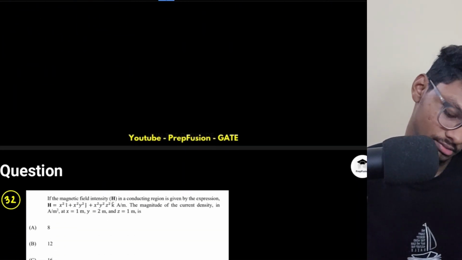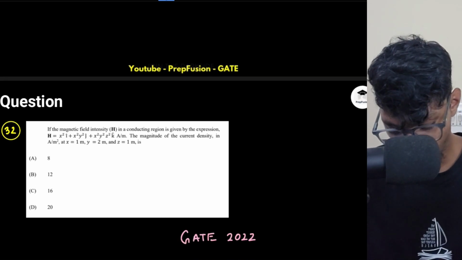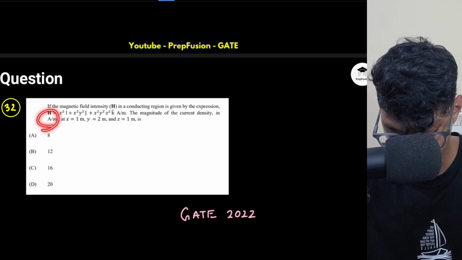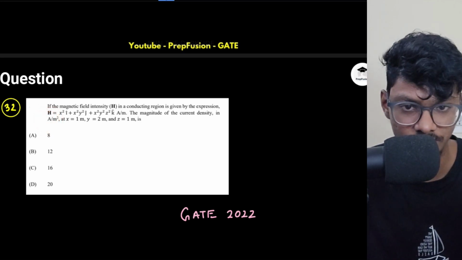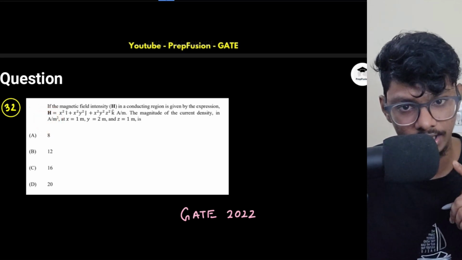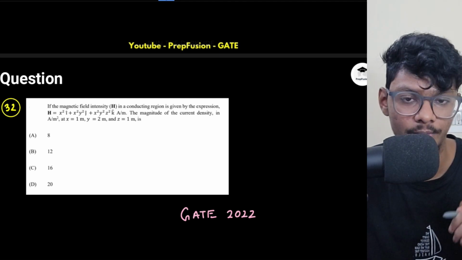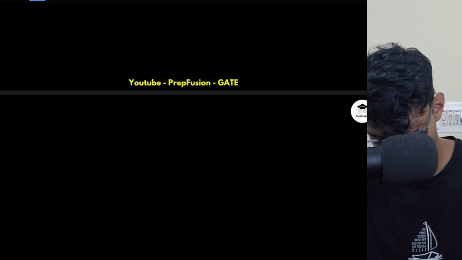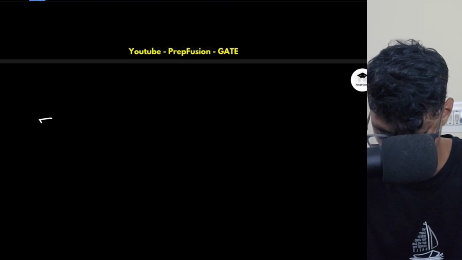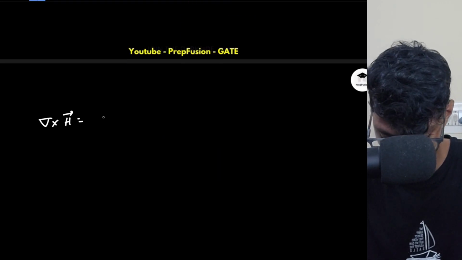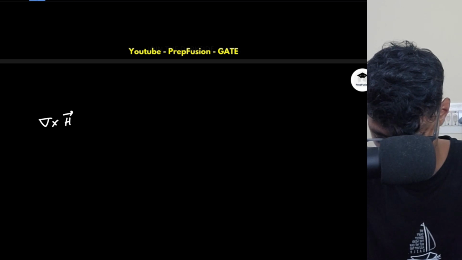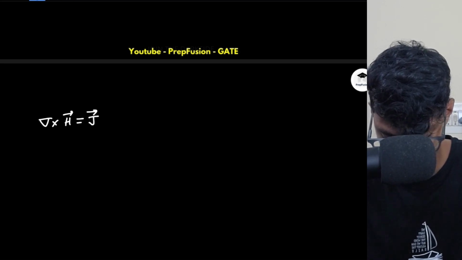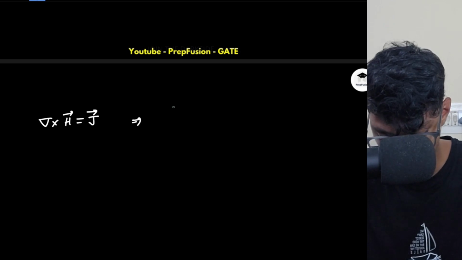So here my volume current density has a unit of ampere per meter square. Whenever they say ampere per meter square, you quickly identify that they are talking about the volume current density. Okay, and they are talking about the differential format of Ampere's law. So I know this relationship. What is the relationship? The relationship is del cross H is equal to J. Okay, so I'll just do that cross product.